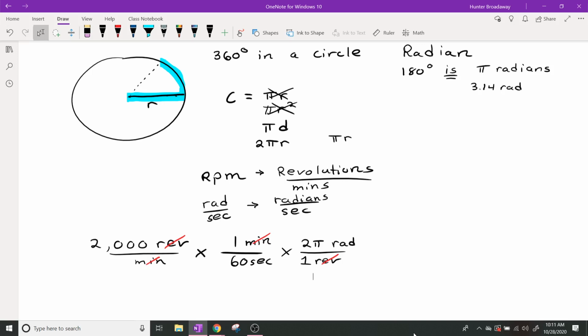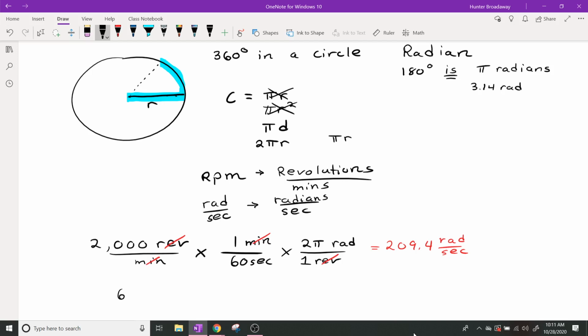Okay, so calculator-wise, what does that come out to be? 209.4. So that would be radians per second. So 2,000 RPM comes out to be about 209.4 radians per second. If you want to do this backwards, if you have the radians per second and you want to go the other way, these conversion factors just get flipped over.